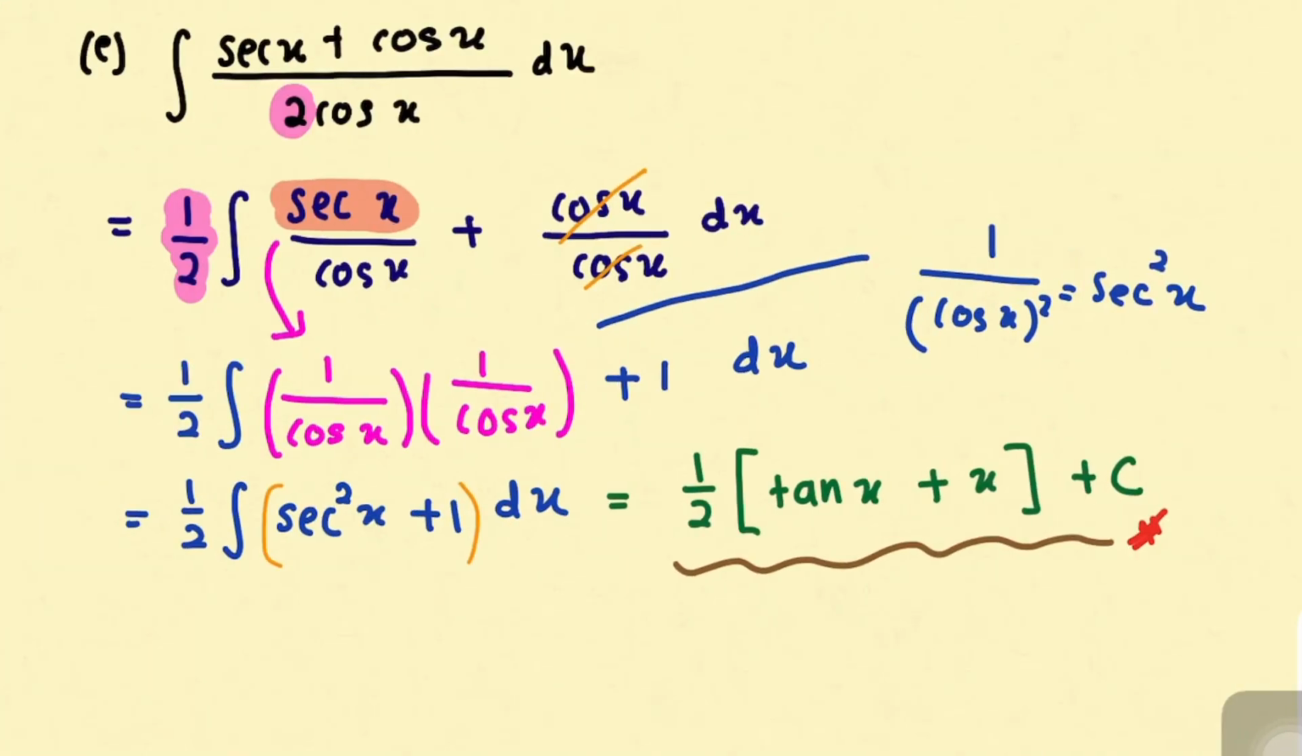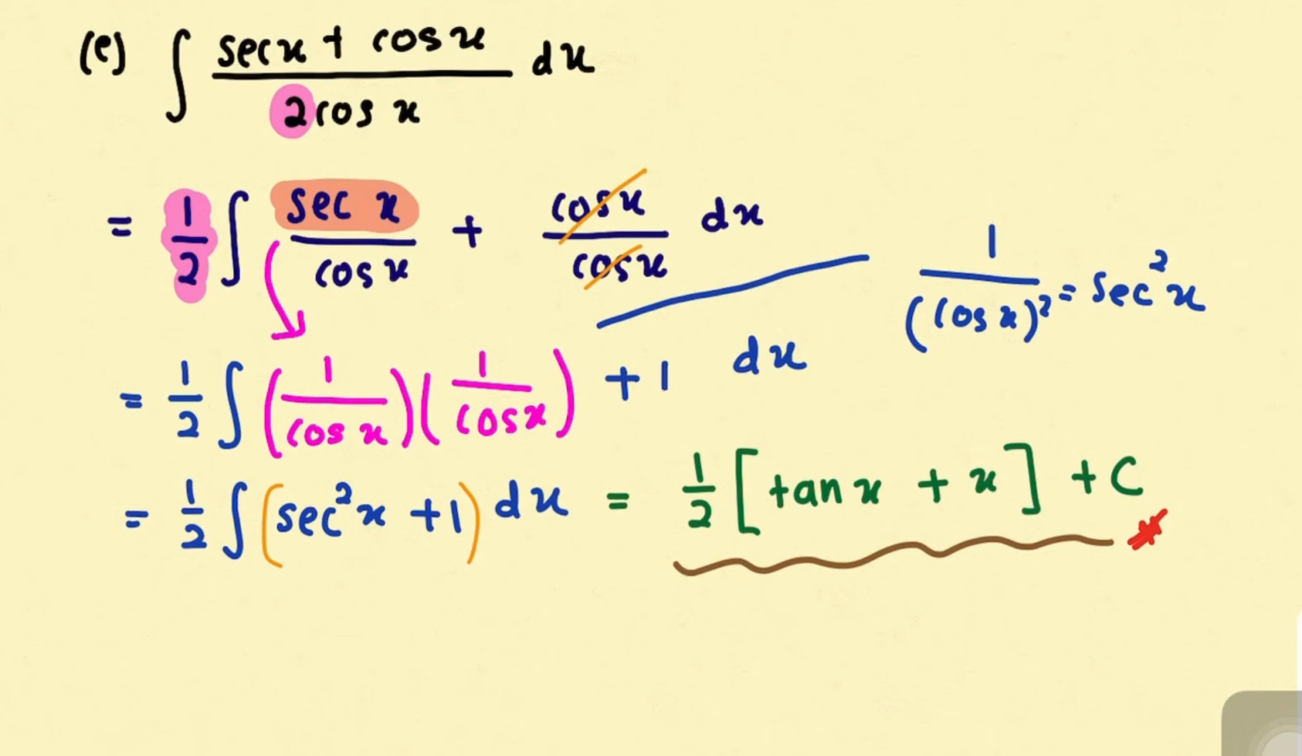And finally, let's discuss question E. This involves a bit of trigonometry. So you have a fraction here, let us simplify. First of all, you have 2 in your denominator. Let's just take it out, 1 over 2 outside. And then this is secant x over cos x plus cos x over cos x, dx. So let's simplify. Secant x is just 1 over cos, and this one is 1 over cos, plus cos over cos is just 1.